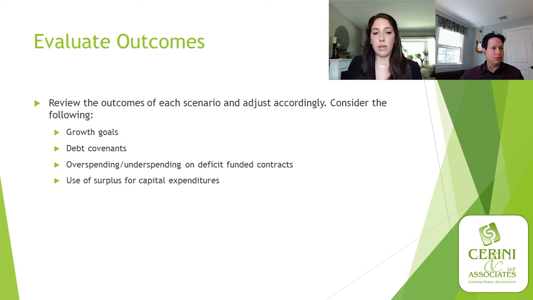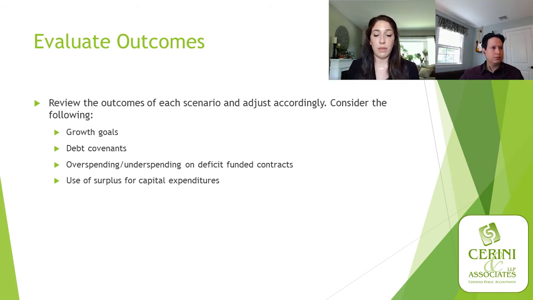So the next step would be to evaluate the outcomes of each scenario and adjust accordingly. So you want to consider the following. You want to consider your growth goals. Are you meeting your expected growth goals based on the budget that you've established? If you have any debt covenants, are you meeting those covenants, or are you exposing the organization to increased risk? If you're not meeting those covenants, what needs to change to be in compliance?